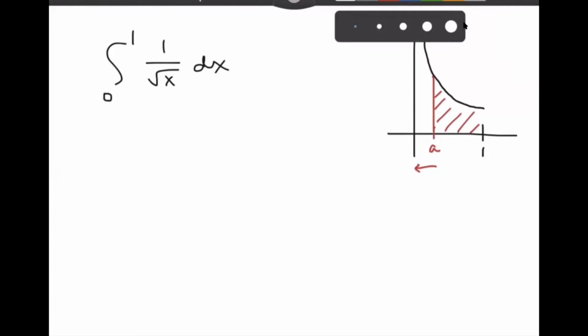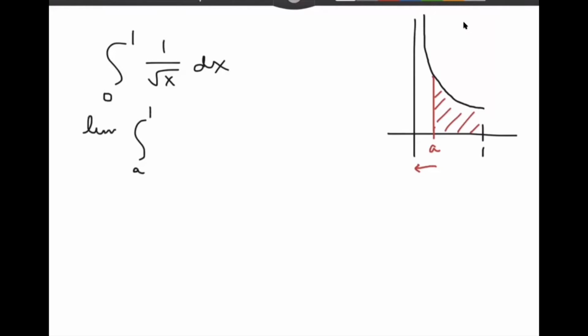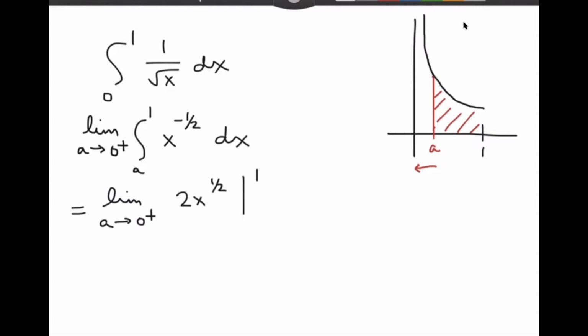So that's going to look like this, integral a to 1, limit as a approaches 0 from the right. All right, and I'm already thinking ahead to the antiderivative for this 1 over the square root of x. So I'm going to write that as x to the negative 1/2 by the backwards power rule. That antiderivative is x to the 1/2 divided by 1/2, so 2x to the 1/2. Plug in 1, plug in a.